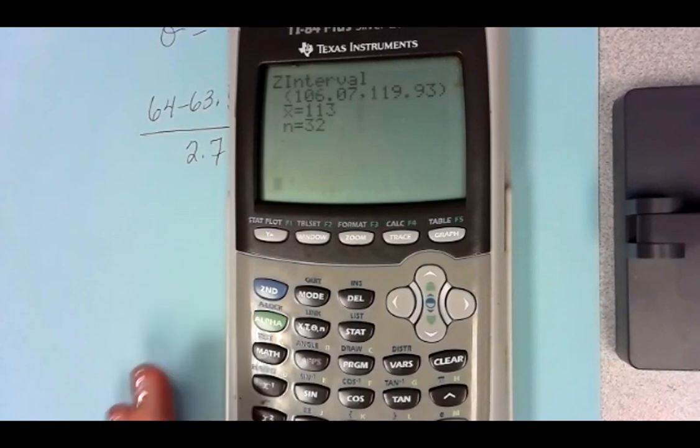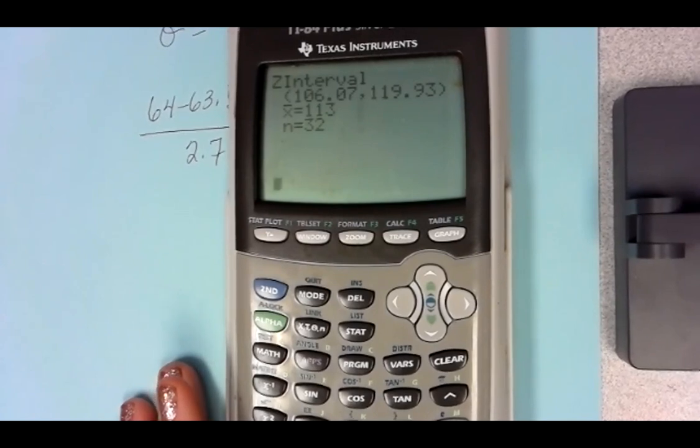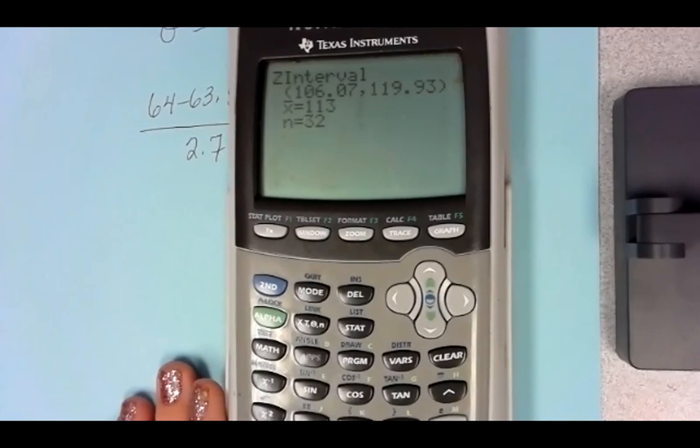So it should be 106.07 and then 119.93. And we'll check the answer, and that is correct. Okay, so I've checked it in my Labs Plus, I just didn't toggle back.